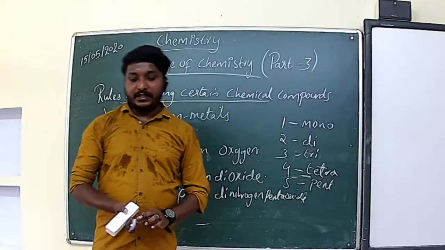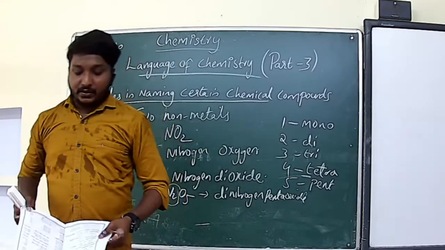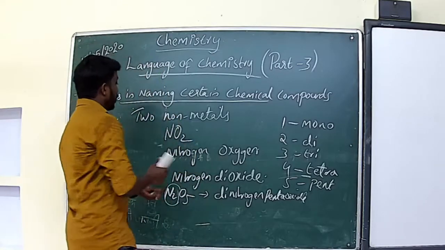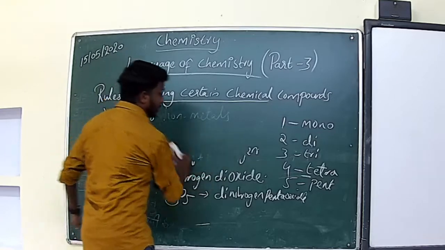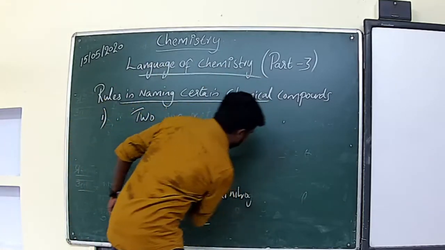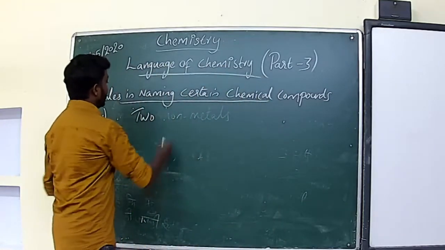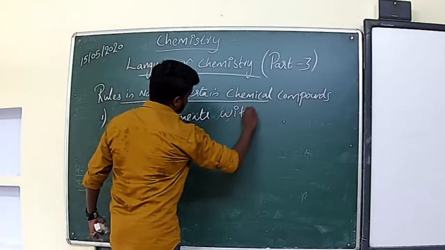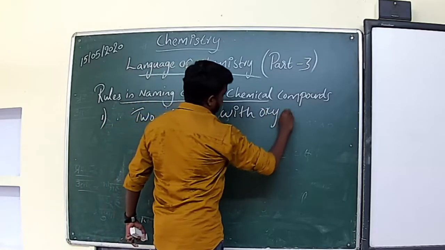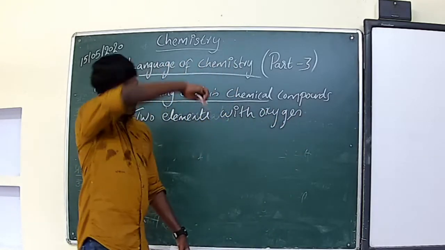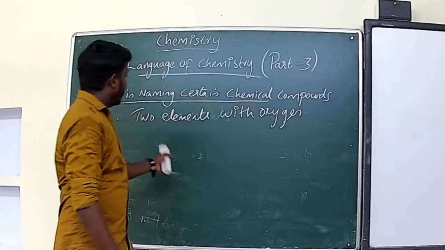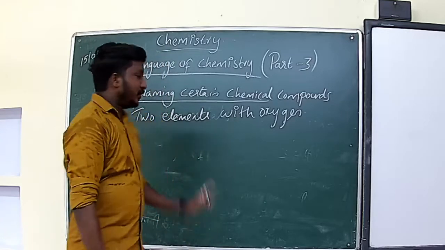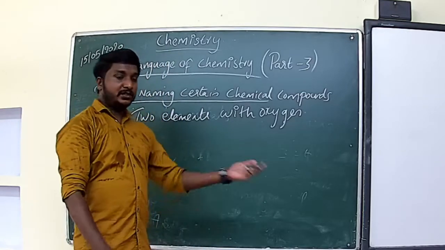Clear all of you? If the chemical compounds contain two non-metals, we can write like this. Next, if the chemical compounds contain two elements with oxygen, how can you give the name? The two elements will be written side by side and the oxygen will be written last.